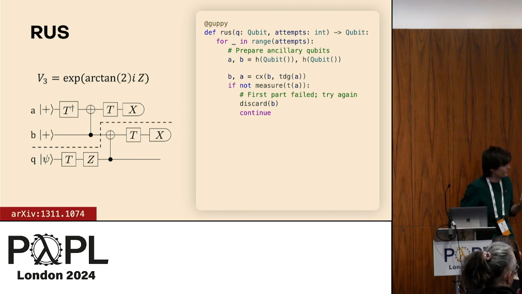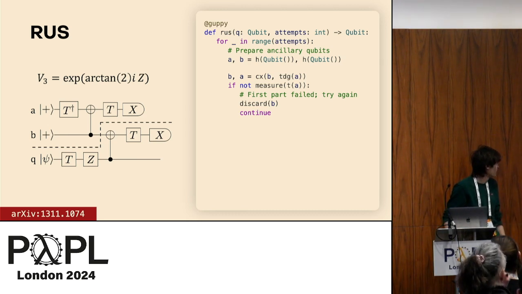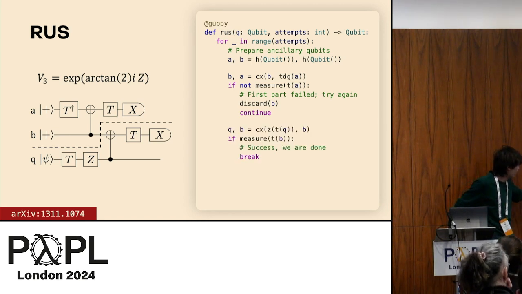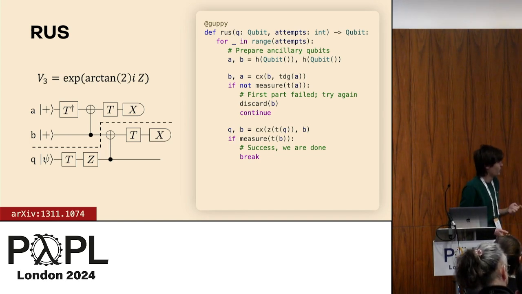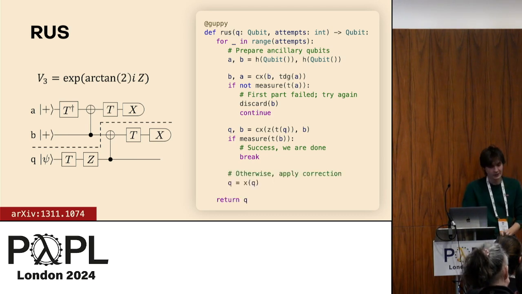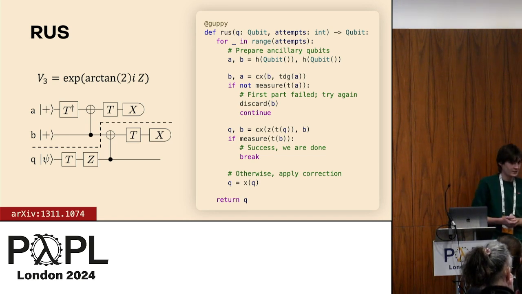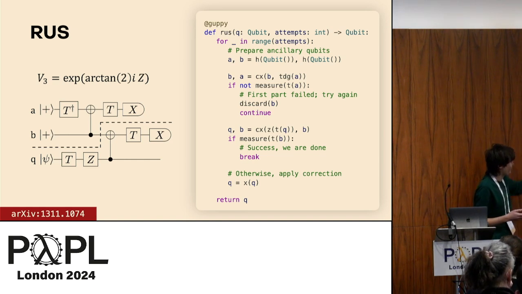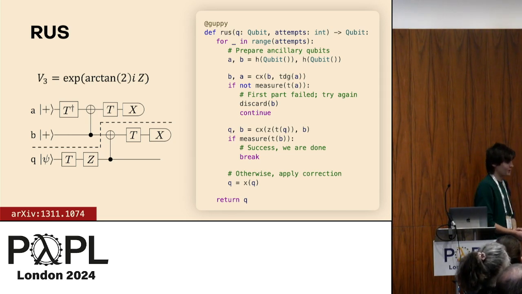If we don't get the result we wanted, we can just throw B away and continue, so try the whole thing again. If we succeed, we just implement the bottom part of the circuit, measure the second ancilla B, and if we get the result we wanted, we can break out of the loop, and we're done. And if not, then we apply some correction on Q, and we loop again, and at the end we return. My claim is that if I were to explain to someone what this algorithm does, this is how they would implement it. So I think it's the most natural way to write it, which is just how Guppy does it.